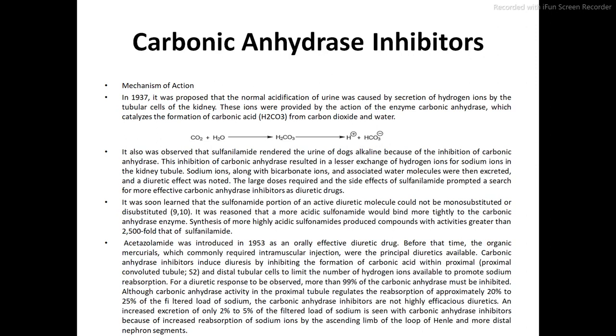So this inhibition of the carbonic anhydrase results in a lesser exchange of hydrogen ion for sodium ion in the kidney tubule. After inhibition of the carbonic anhydrase enzyme, it was found that the exchange program gets reduced. That is, hydrogen ion is not exchanged with the sodium ion in the kidney tubule.